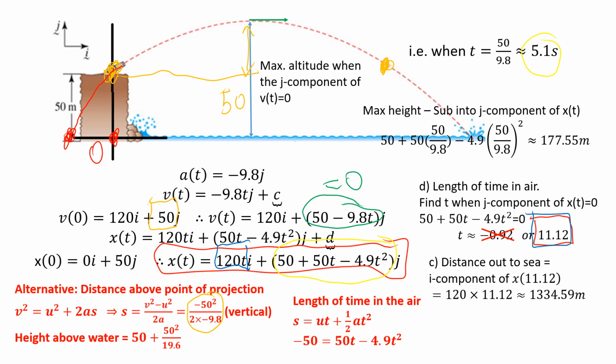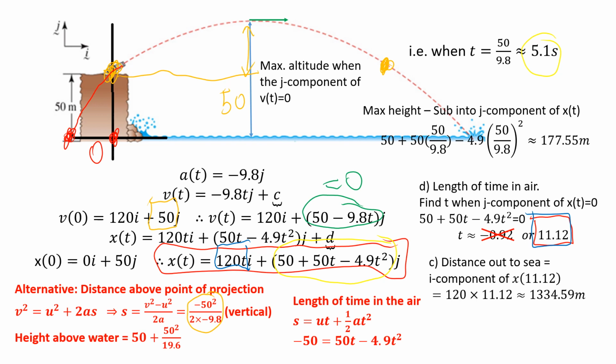So how far out to sea? How far is it in the horizontal direction? When time hits 11.12, it's of course 120 times t, which is 1.3 kilometers roughly. Now, how does that relate to constant acceleration, you might be asking?